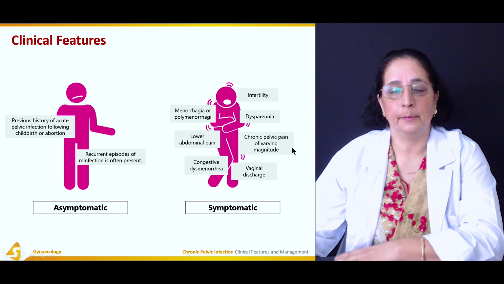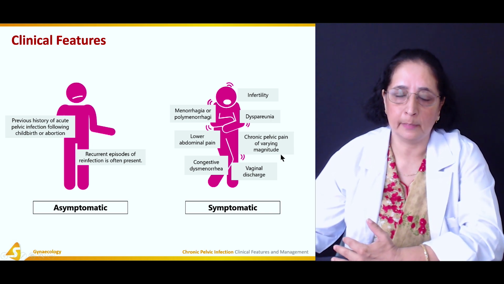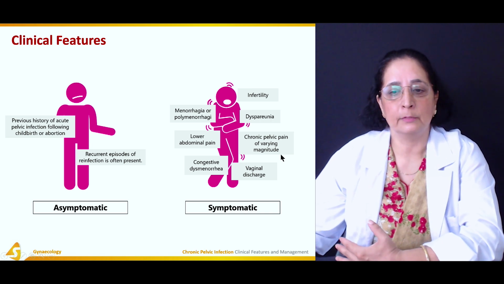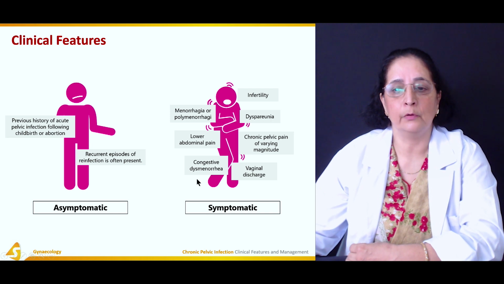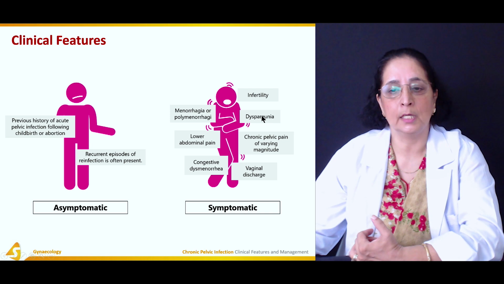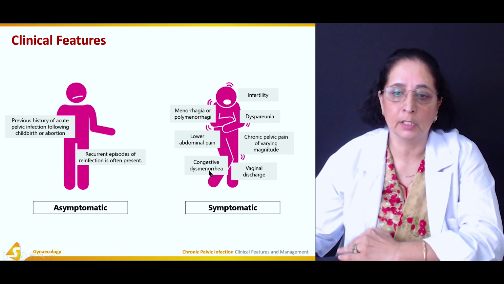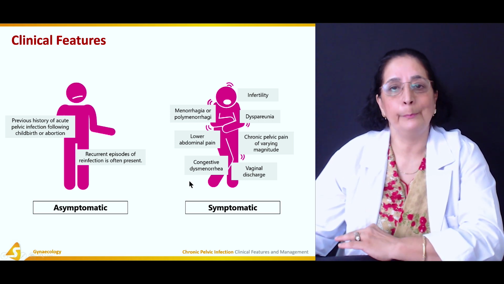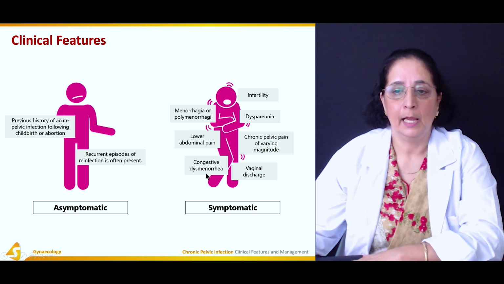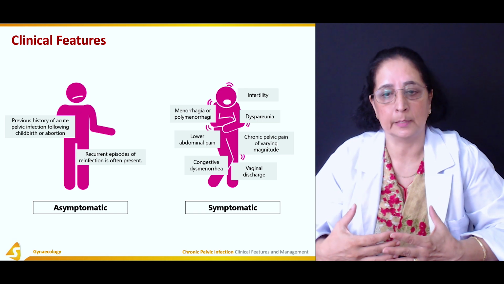There is pelvic pain of varying magnitude. Sometimes patients complain of mild pain, sometimes very severe. Then there is congestive dysmenorrhea. Dysmenorrhea, again like dyspareunia, dys is difficult. Menorrhea is for menstruation. So dysmenorrhea is difficult menstruation, painful menstruation. Congestive is due to increased blood flow, increased blood supply.